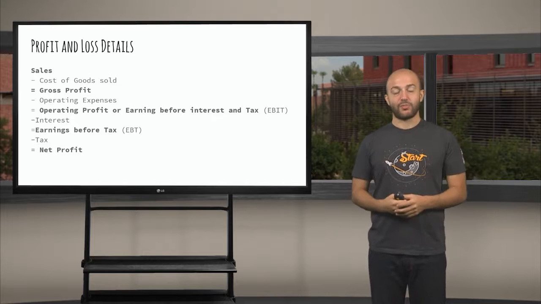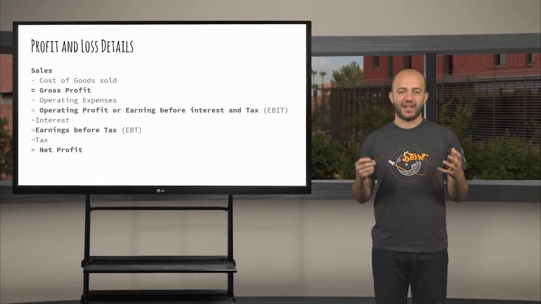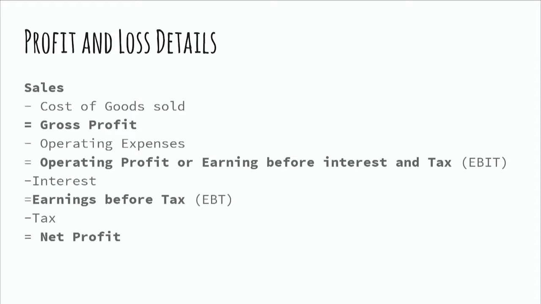For the profit and loss details, we're going to outline the sales. We subtract the cost of goods sold, and that creates your gross profit. Then we're going to subtract the operating expenses, and that creates operating profit, or earnings before interest and tax.